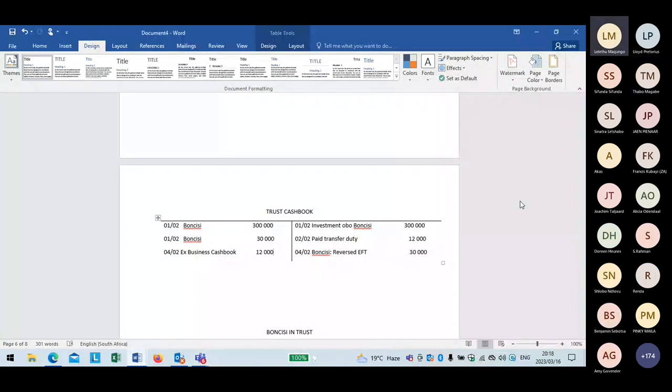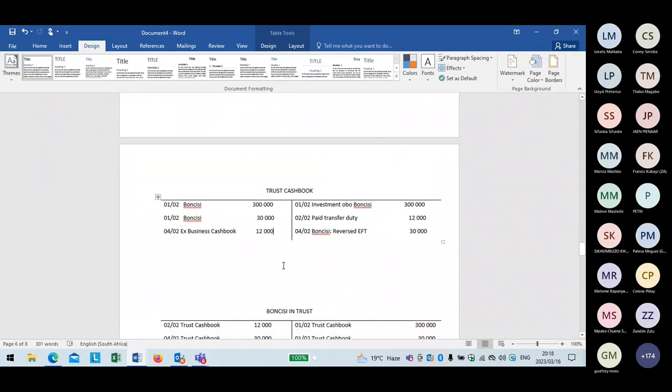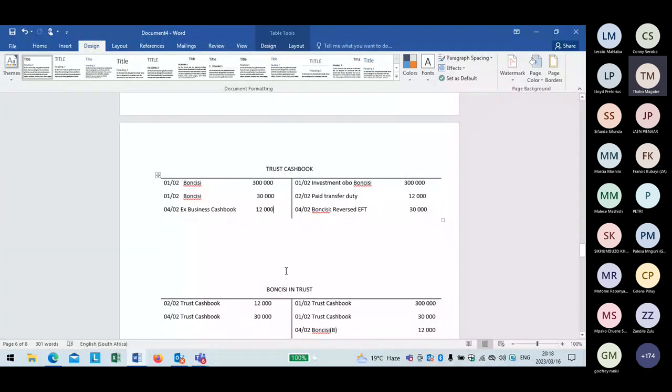Okay. But wouldn't it be safe to be on the safe side and wait for the notification that the money has been received in the trust account and then make the payment? Yes, Prof did say this. Can you allow me to facilitate?